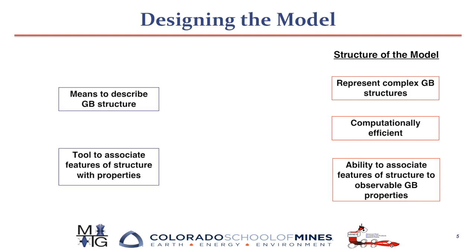And therefore, we must have a means to describe the grain boundary structure and a tool to associate features of the structure with properties. This would be the process for deciding the model, and in today's talk, I will be concentrating only on the means to describe the grain boundary structure.